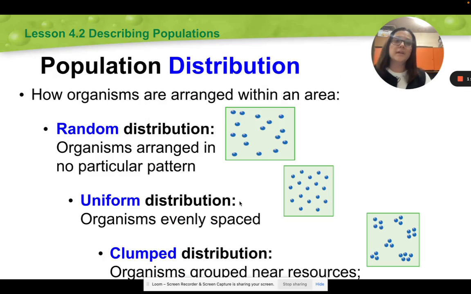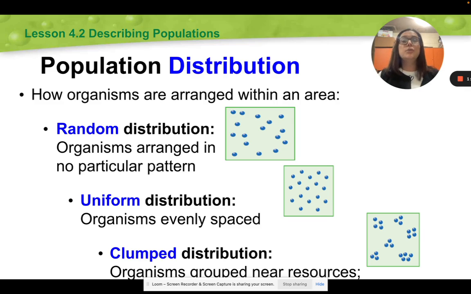The other thing we're going to look at is how populations are distributed. So we have three types of population distribution. First one's random, second's uniform, and the last is clumped. So random is when, just like it sounds, organisms are arranged in no particular pattern. We often see things that reproduce by seed, particularly ones that are carried by wind or water or by living things, in this format. Think of a dandelion, right? If you take the dandelion and you blow on it and those little white puffy things go everywhere, those are going to randomly land and randomly grow.